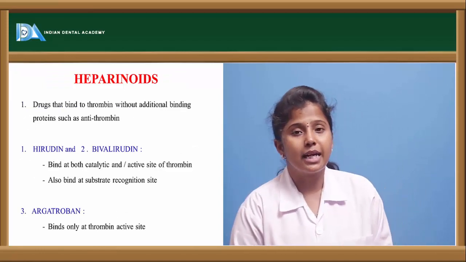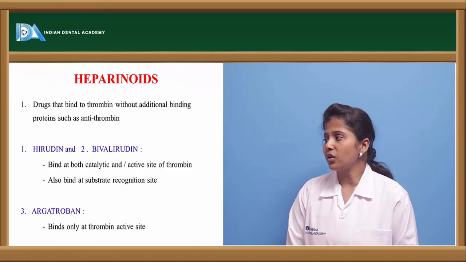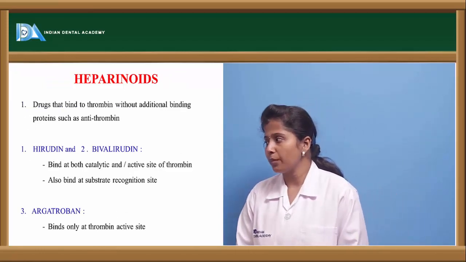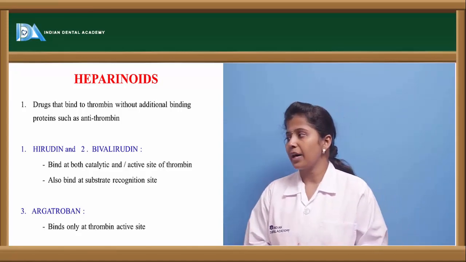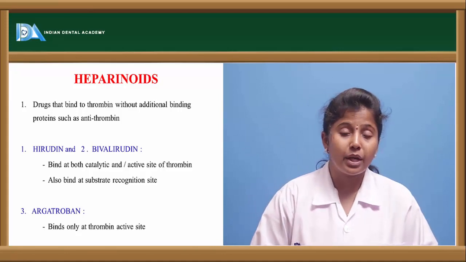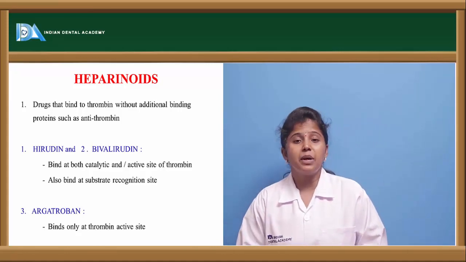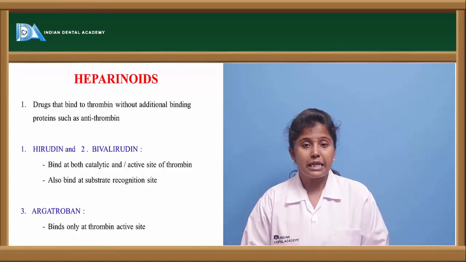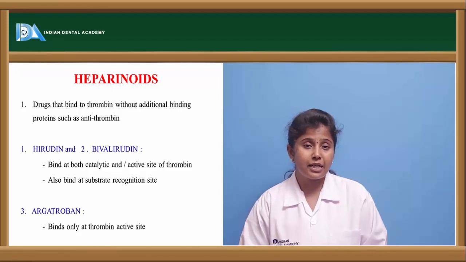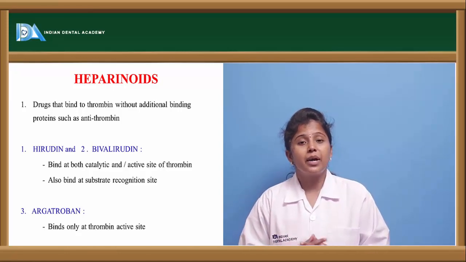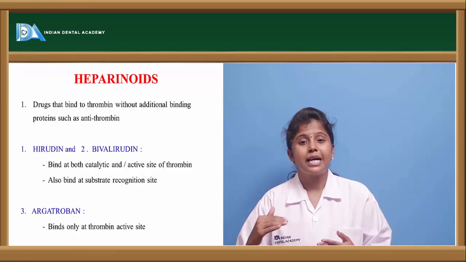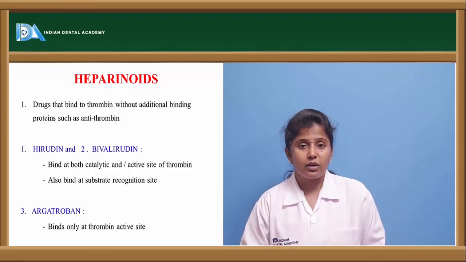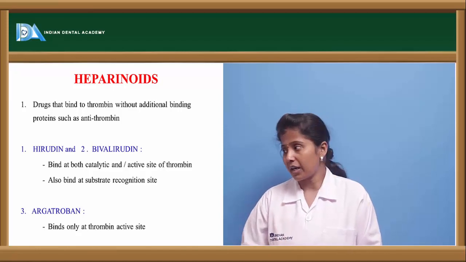The other drugs are heparinoids. Heparinoids are the drugs which bind to thrombin without additionally binding to proteins such as antithrombin. If we see, heparin is binding to a protein called antithrombin 3, and it is forming the antithrombin 3 complex. But these heparinoids are the drugs which never bind to the antithrombin proteins. So they directly exert the anticoagulant action by inhibiting the factors.